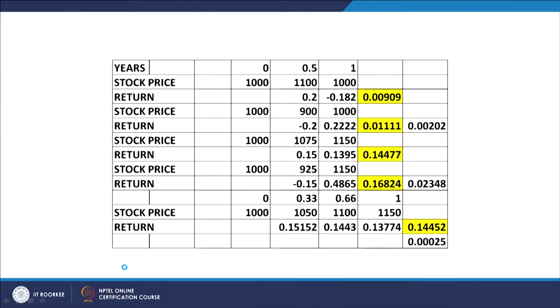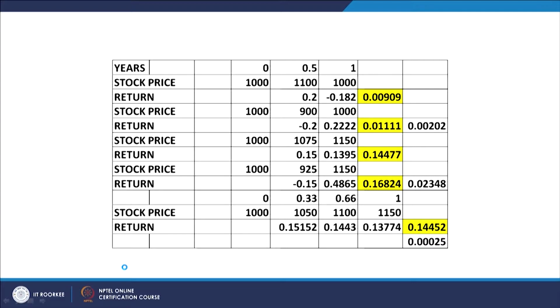Let us look at a situation where the stock price starts at 1000 at t equal to 0 and ends at 1000 at t equal to 1 year from now, whatever the time frame is. Let us take it as 1 year. Obviously, it is quite logical that the return is 0 over this entire period.